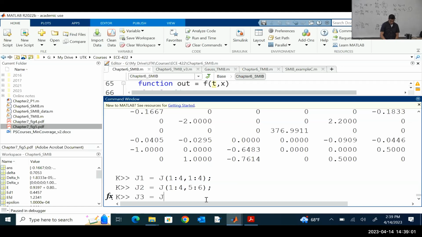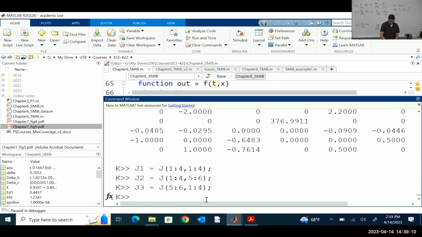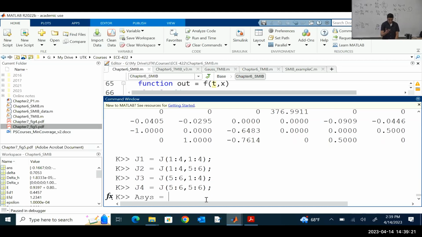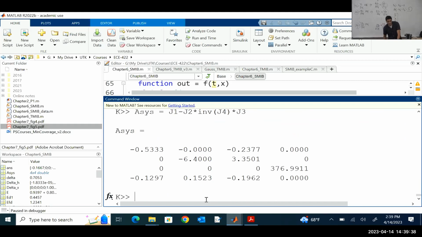The third matrix, J3, is the last 2 rows and the first 4 columns. And the last submatrix, J4, is going to be the last 2 rows and the last 2 columns. So now we need to calculate the system matrix, and as we discussed already, this is J1 minus J2 multiplied by the inverse of J4 multiplied by J3. And that's supposed to be the system matrix.